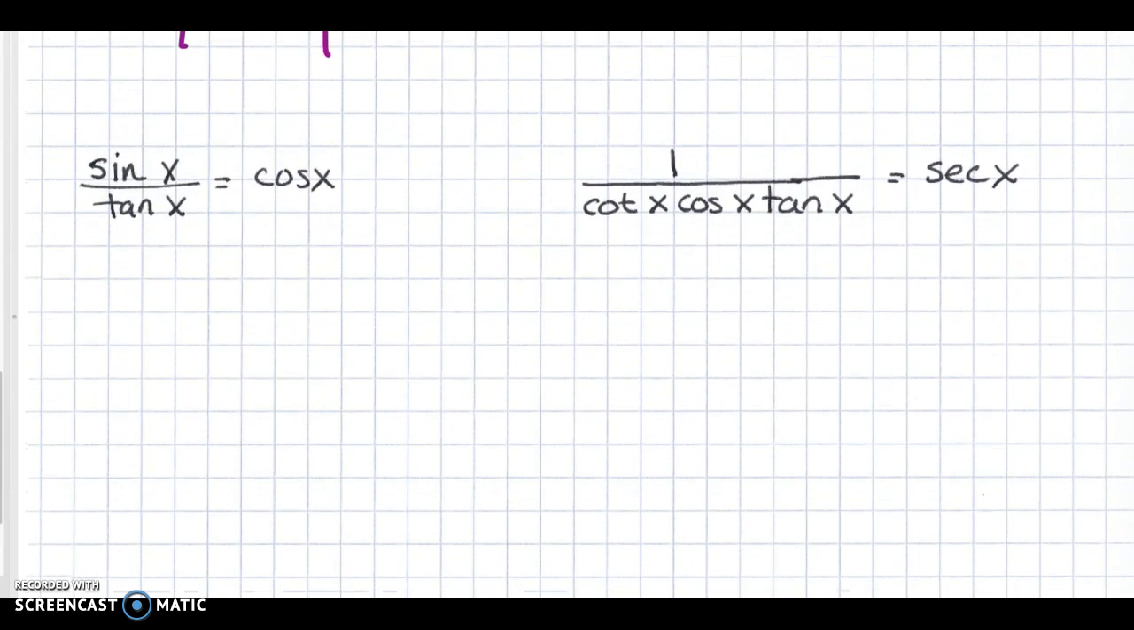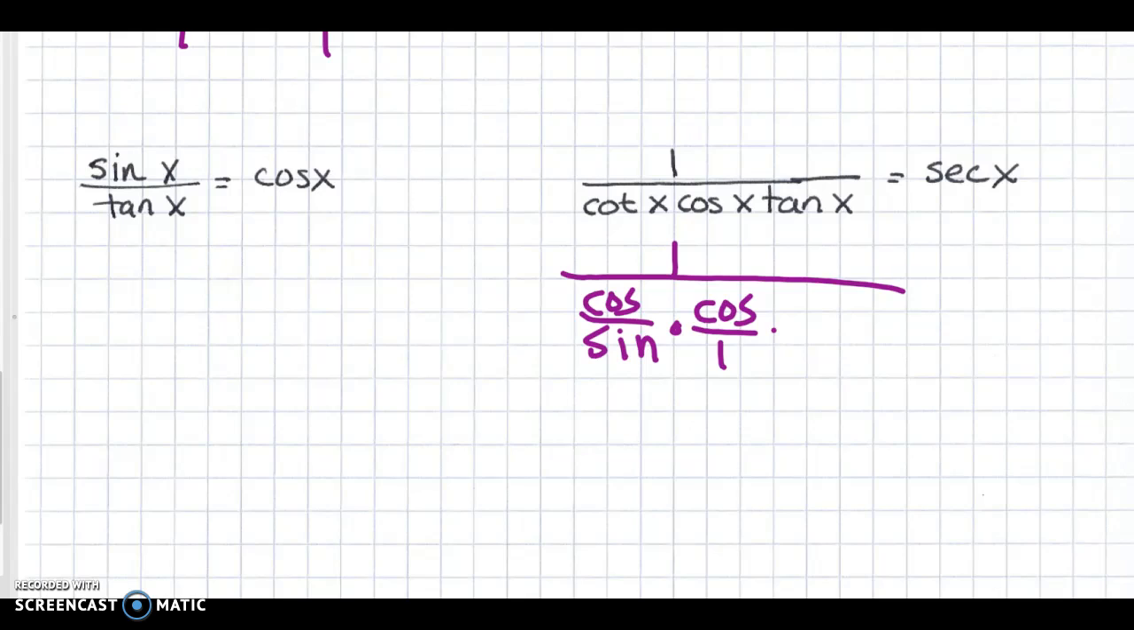Let's take a look at this one right here. This is 1 over cotangent is equal to cos over sine. Now I'm going to write everything as a fraction. It just seems to be easier. Cosine is already in cosine, so that's cosine over 1 times tangent is sine over cosine. All of that is equal to 1 over cos.